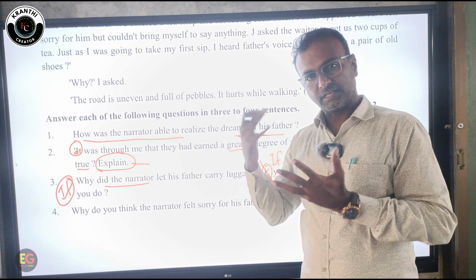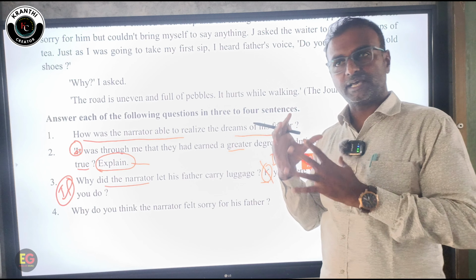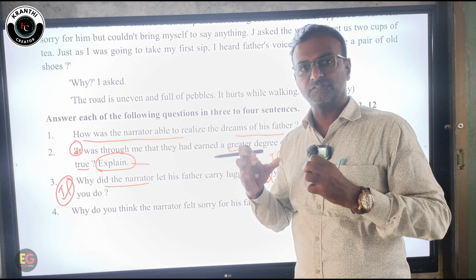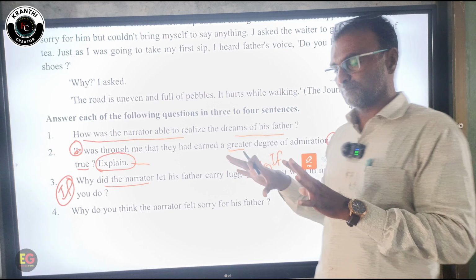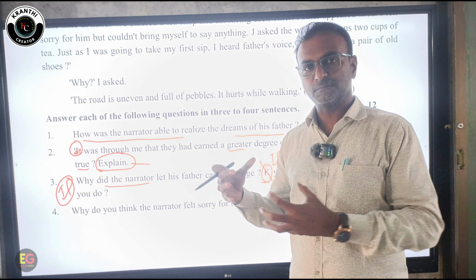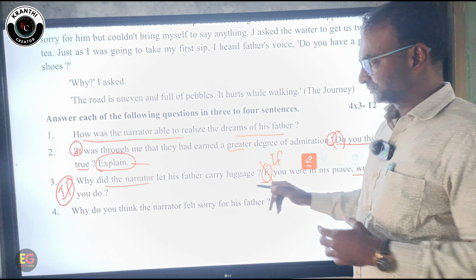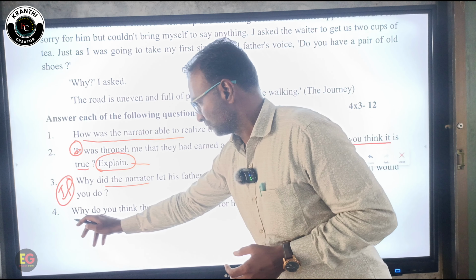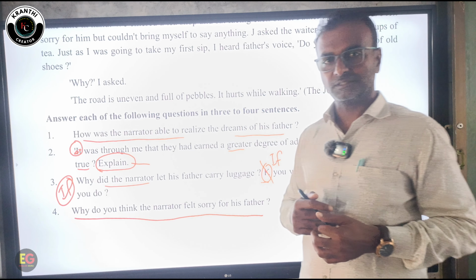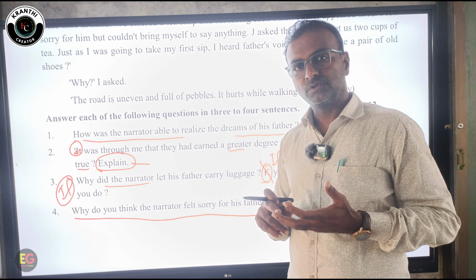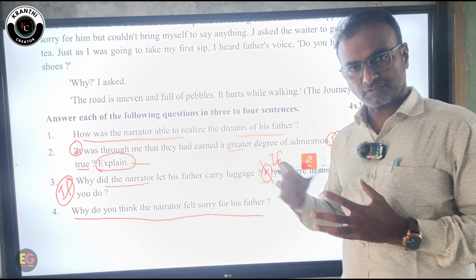You have already read the lesson, you are well acquainted with it. So think about the attitude and behavior of the narrator, and you can easily come to the conclusion. Your answer must be, if I were in his place, I would not allow, because, and you can write the reason. Then you will get full marks. Next, why do you think the narrator felt sorry for his father? See, why and how questions require a broad area of answering.